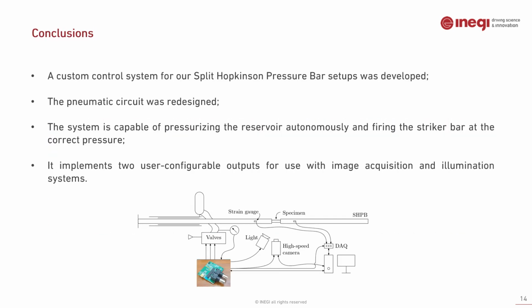To conclude, a custom control system for our Split Hopkinson Pressure bar setups was developed based on custom electronics. The pneumatic circuit was designed to use a smaller number of components, taking less space and reducing air leaks. The system is capable of pressurizing the reservoir autonomously and firing the striker bar at the correct pressure with user-definable accepted accuracy. It implements two user-configurable outputs, triggered right after firing, for use with image acquisition and illumination systems.